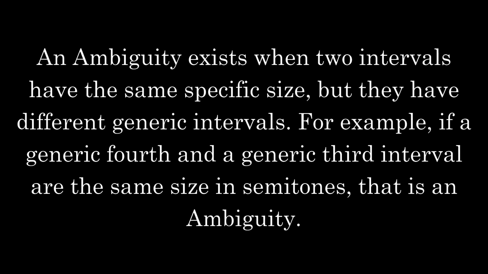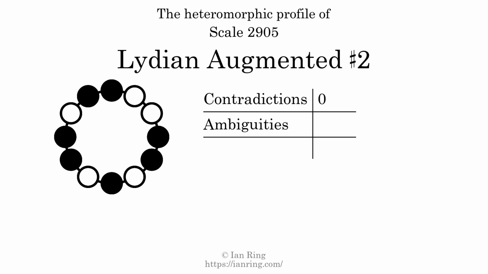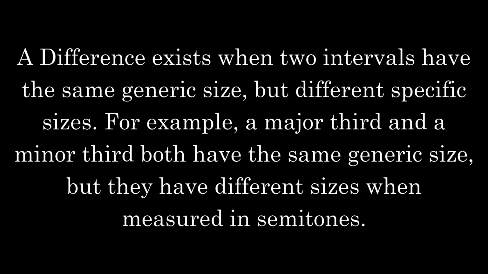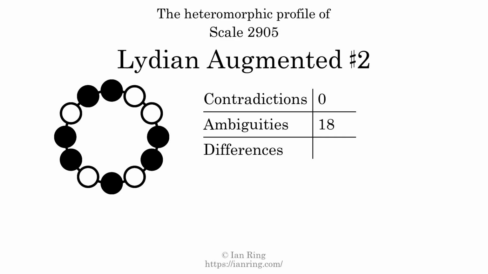An ambiguity exists when 2 intervals have the same specific size, but they have different generic intervals. For example, if a generic fourth and a generic third interval are the same size in semitones, that is an ambiguity. The number of ambiguities in this scale is 18. A difference exists when 2 intervals have the same generic size, but different specific sizes. For example, a major third and a minor third both have the same generic size, but they have different sizes when measured in semitones. The number of differences in this scale is 82.